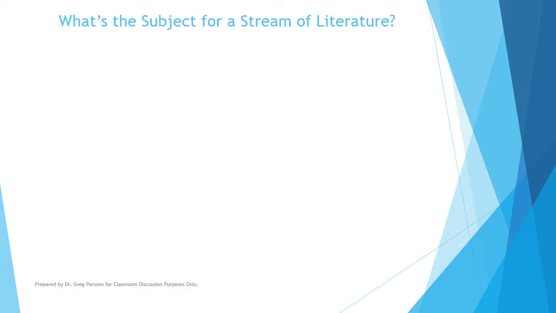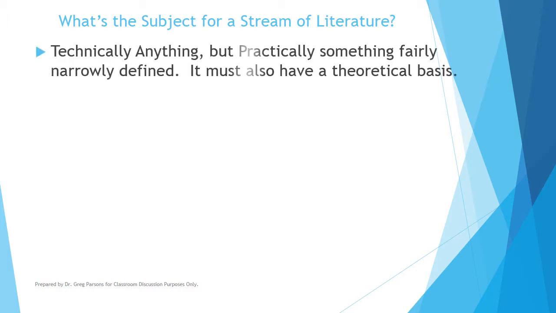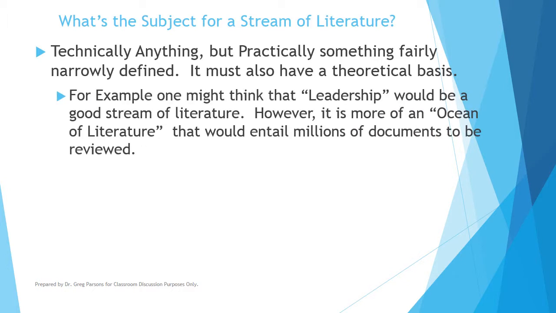So you might ask, logically, what could be a possible subject for a stream of literature? Could it be anything? Technically, yes, almost anything could be considered the subject for a stream of literature. But from a practical standpoint, meaning that you need to know everything about that subject, you want to have it fairly narrowly defined. It also has to have a theoretical basis. And I'll show you what I mean with an example.